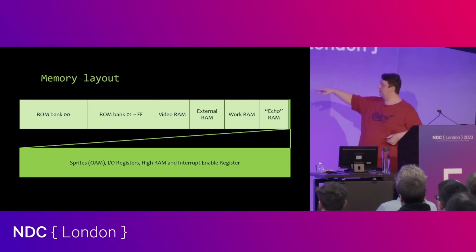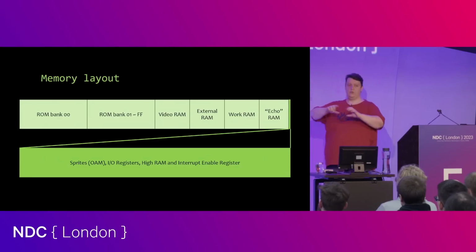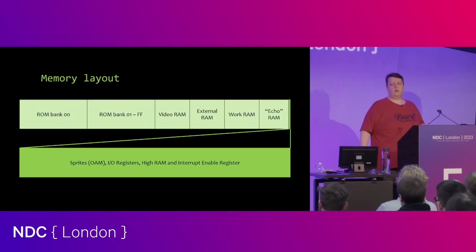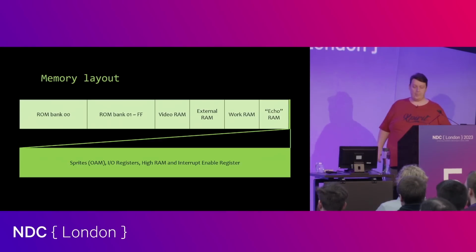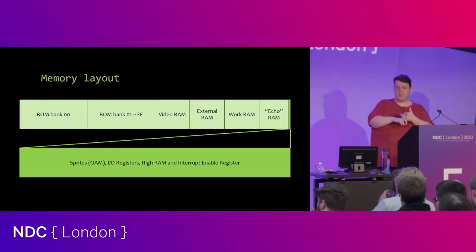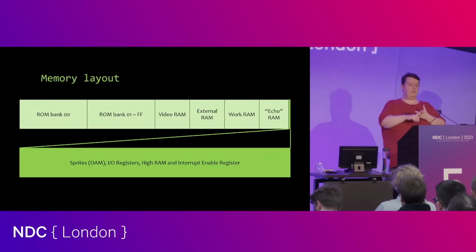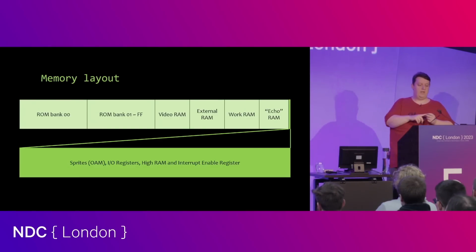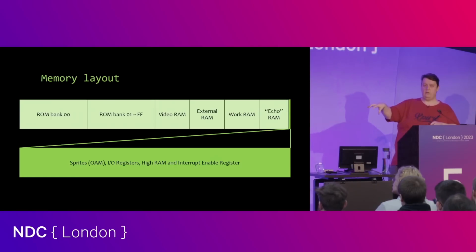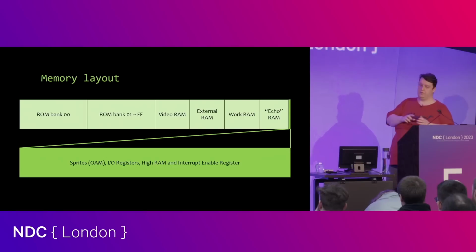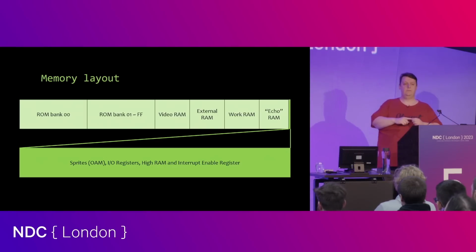And the final green bar, if we zoom in on what's in there, holds our sprite table or object attribute map, and the I/O registers to interact with the serial port, the joystick on the device, and the video and the APU. Then we also have something called high RAM, which I will talk about later as well. And finally, but not least, the interrupt enable register. Because if you don't enable your interrupts, nothing will happen.